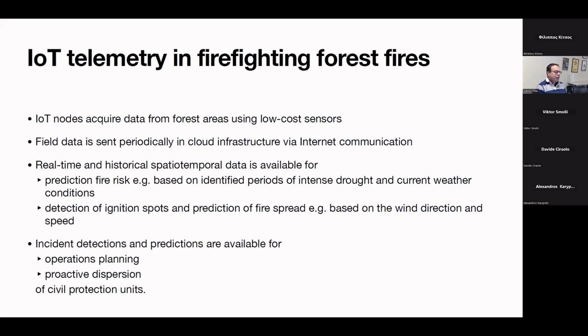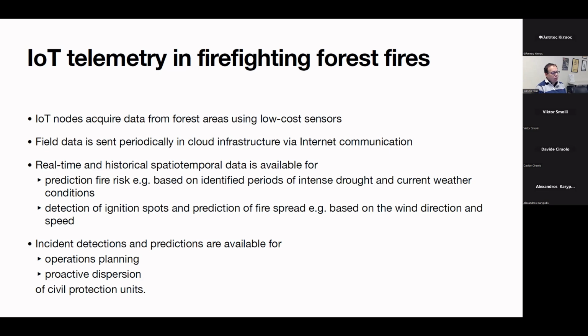Now, this slide presents how it is possible to integrate IoT telemetry and to use it for firefighting forest fires. First of all, we have IoT devices or nodes which acquire data from forest areas, which use low-cost sensors. The field data is sent periodically in cloud infrastructure via internet communication, as I showed you before. And we accumulate real-time and historical spatiotemporal data, which is available for various analyses.